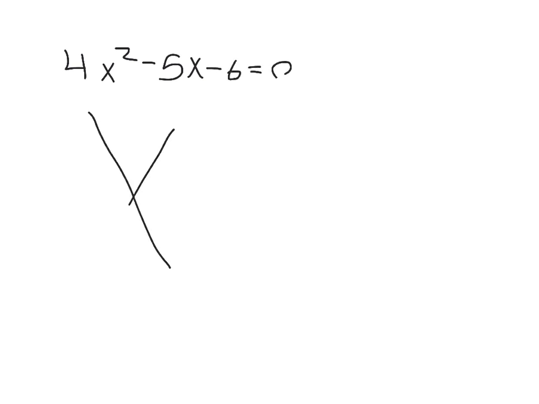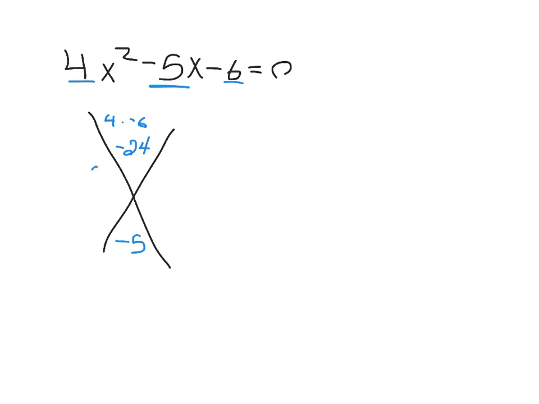So with the x, this is what you do. If you take a look, you want to look at your two end numbers, the front and the end. So this is 4 times negative 6, so it's negative 24. And then the other thing I need to do is come up with a way to get negative 5. So I'm going to look at my multiples of negative 24 such that when I add them together, I get negative 5.